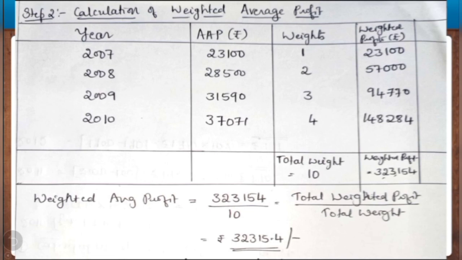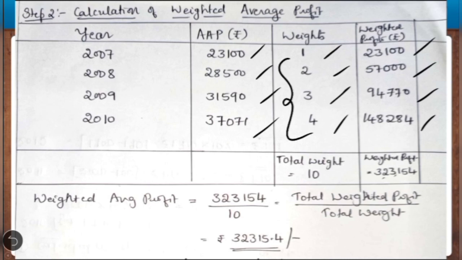Coming to the year 2007, the adjusted profit is 23,100 into the weight 1, which comes to 23,100. 2008, 28,500 into 2, it comes to 57,000. 31,590 into 3, 94,770. 37,071 into 4, which comes to 1,48,284. After this, we calculate the total weights, which comes to 10, and the total weighted profit, 3,23,154.